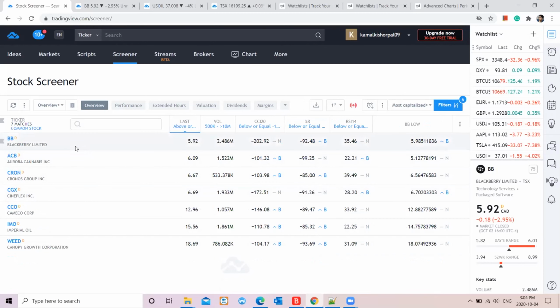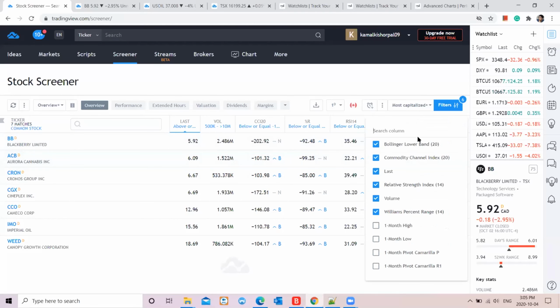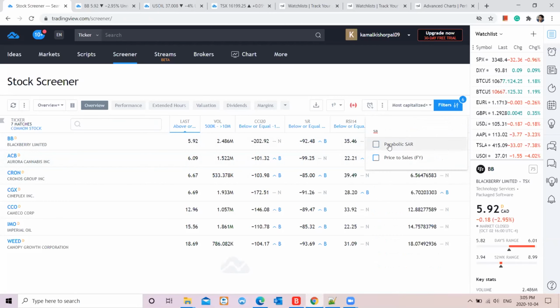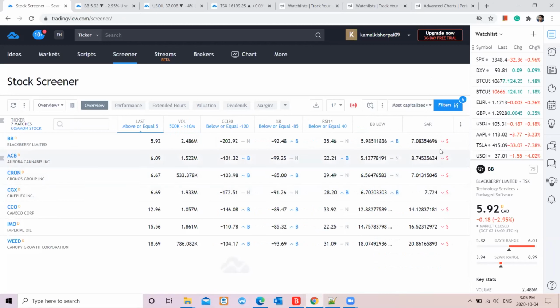Yeah, we have 7 with BlackBerry at the top. So BlackBerry has come up in our screener as well. Then do one thing, also add Parabolic SAR, PSAR. Right? Now, anybody wants to divulge any secrets? We are waiting to hear the next secret. All right. Now, you can actually sort them by Williams R. Just click on Williams R and the whole thing will get sorted in whatever order.